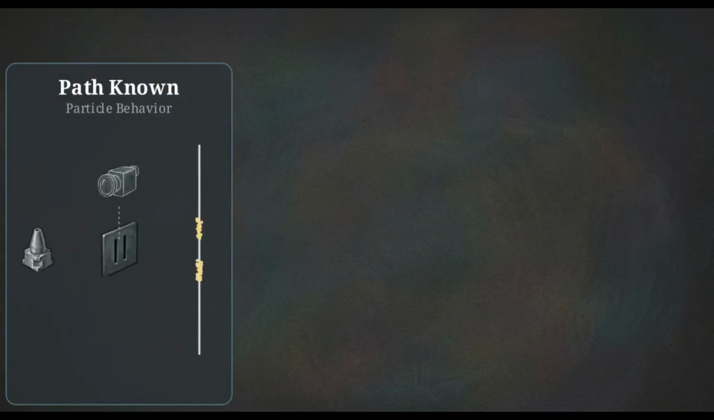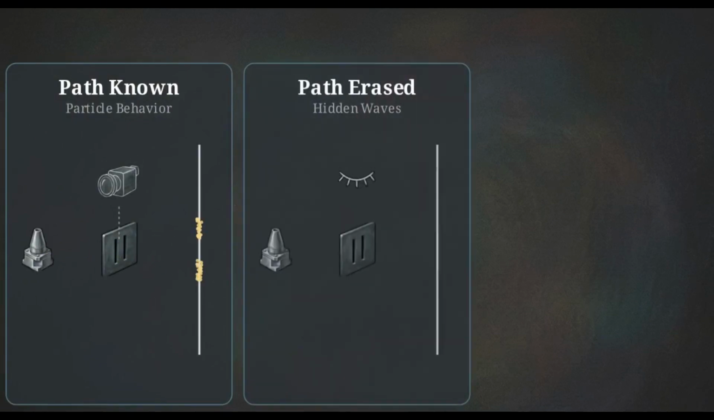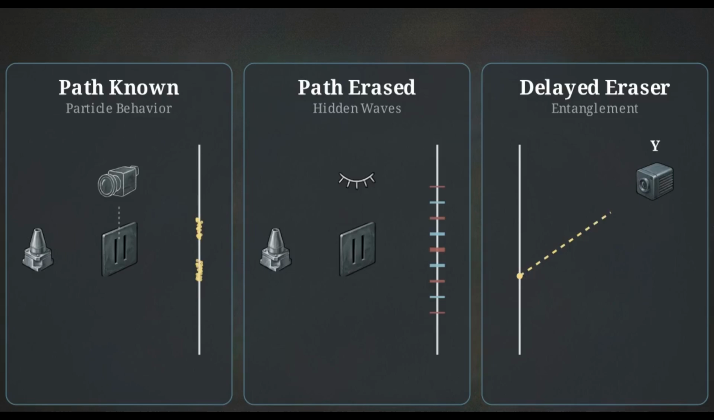To summarize, in the path known state, we see particle behavior. In the path erased state, we filter the data to see hidden wave fringes. And in the delayed eraser, the screen strike itself determines the state of the distant path detector through entanglement.